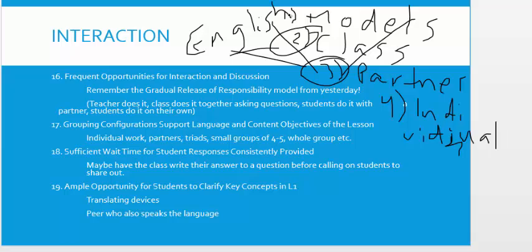Number 18 is just the idea of when we are asking questions in class or expecting students to share out, that we really give them sufficient wait time, because remember, they are still probably translating in their mind before they share with you. They're not thinking in the English language yet.